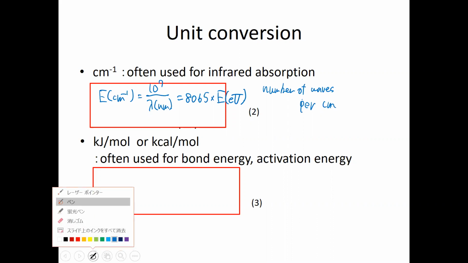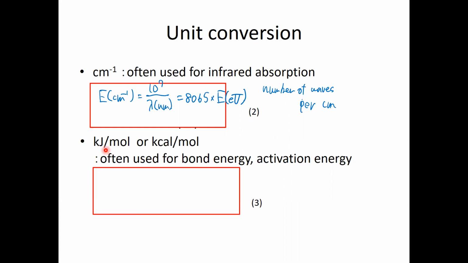And the final unit I want to introduce is the kilojoule per mole, or kilocalorie per mole. And this one is often used for describing bond energy or activation energy. And in my understanding, many chemistry people use this energy for light because it includes the mole. So you are thinking about the Avogadro number of photons.